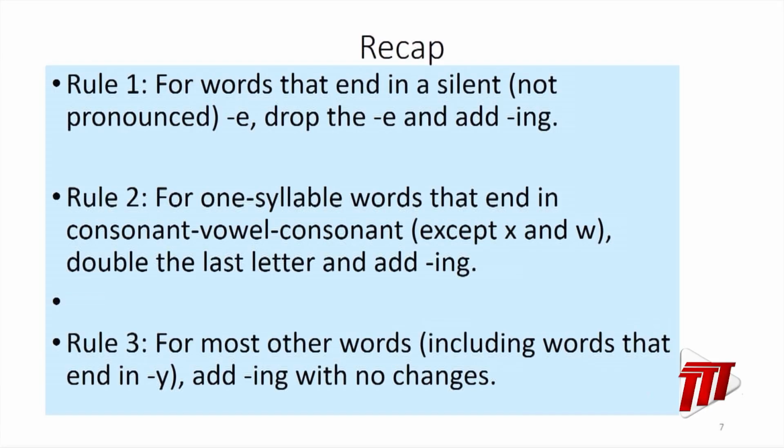We saw 3 rules. Rule 1, for words that end in a silent letter, that is, the letter isn't pronounced, we drop the E and add ing. For one-syllable words that end in the pattern consonant, vowel, consonant, except where the word ends in the letters X and W, we double the last letter and then add ing. And finally, for most other words, including words that end in Y, we simply add ing and make no changes to the words.